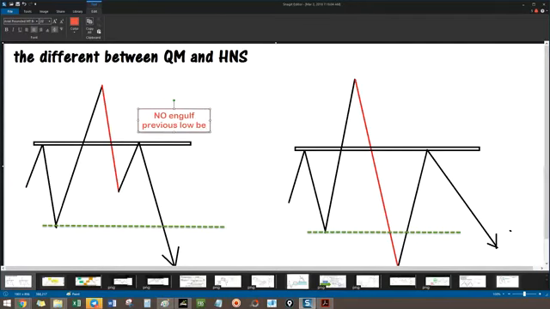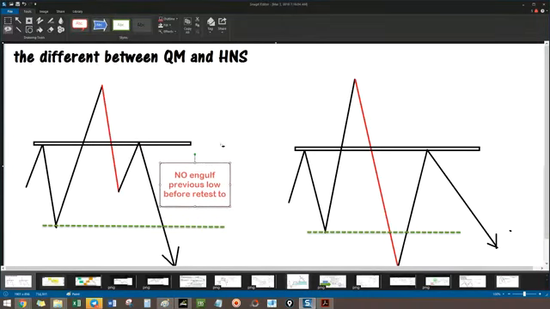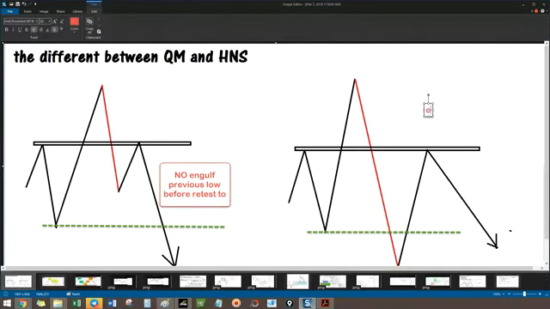Think of previous low before we test to right shoulder.